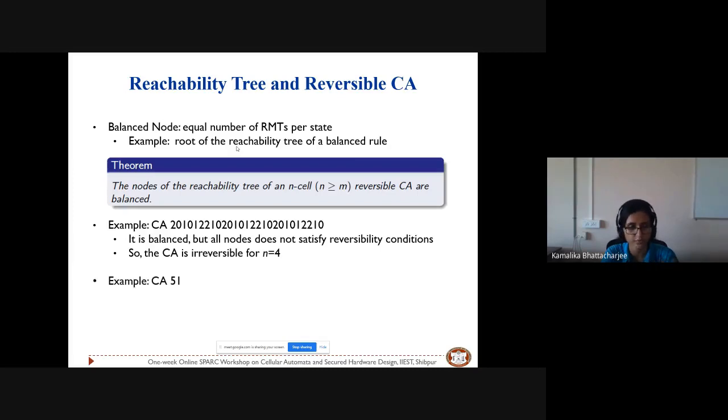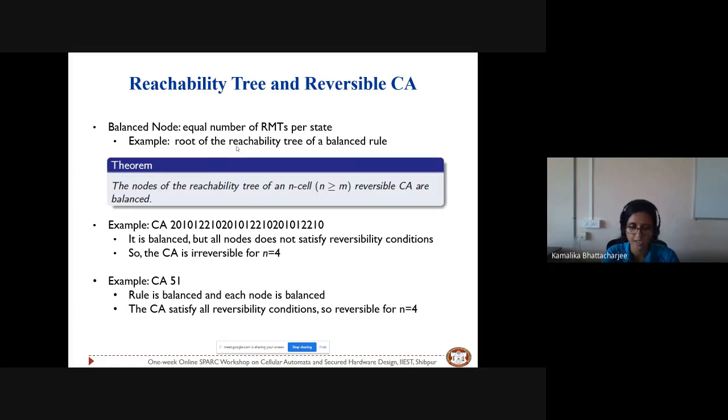Whereas for rule 51, we can say that the rule is balanced as well as each of the nodes is balanced, and the CA satisfies all reversibility conditions. So it will be reversible for n equals 4.